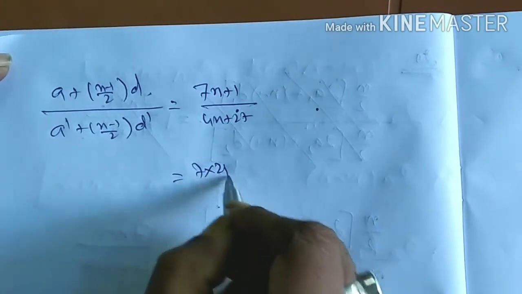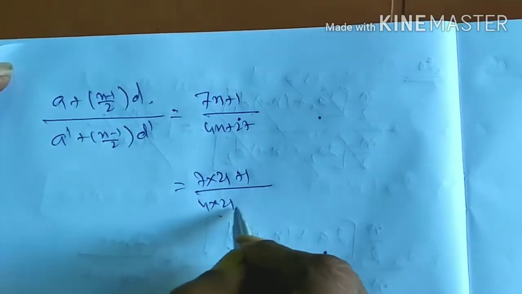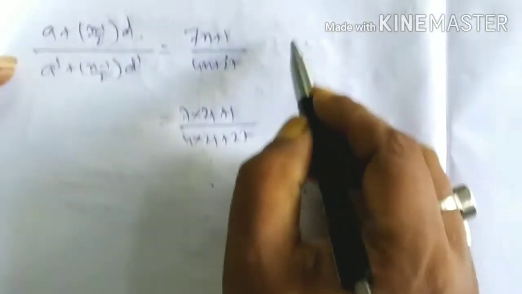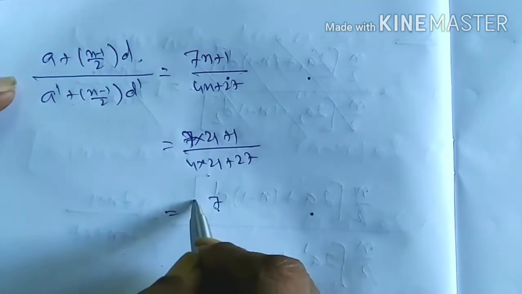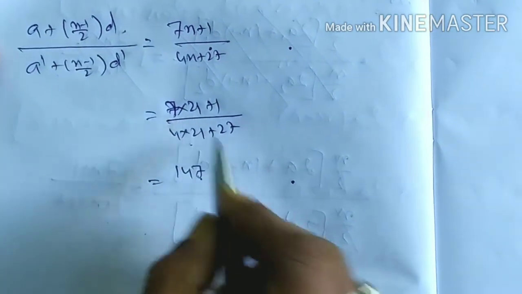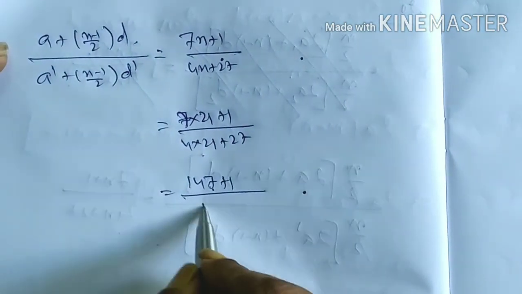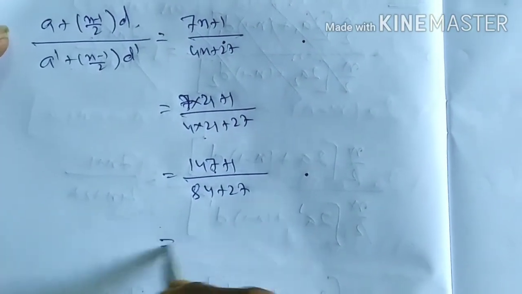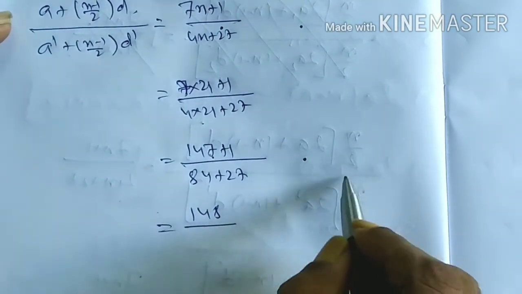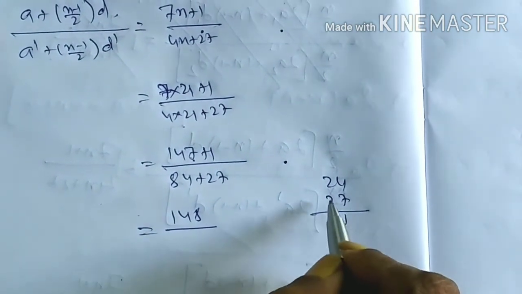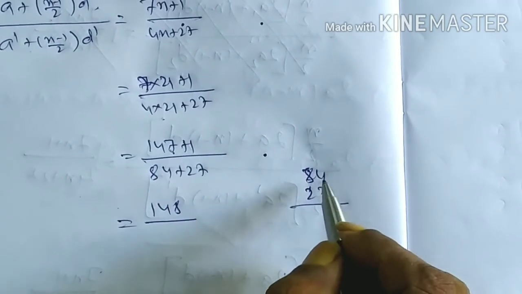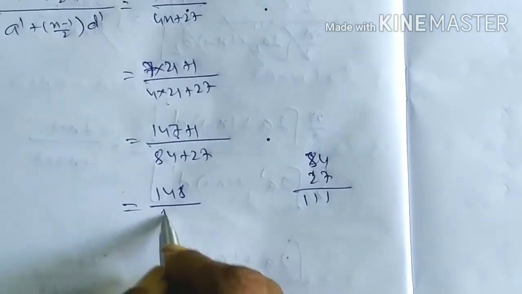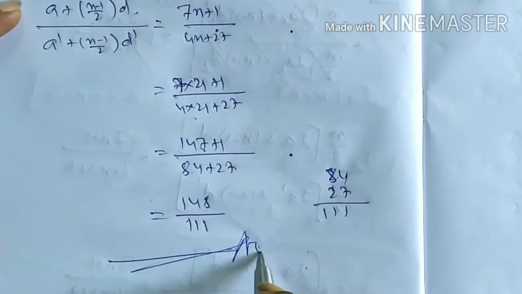7 into 21 plus 1 by 4 into 21 plus 27. I have put the value of n in this equation 1. So 7 ones are 7, 7 twos are 14, 7 and plus 1, that is 148, and 4 ones are 4, 4 twos are 8, 84 plus 27 is 111. So 148 by 111, which is 4 by 3. This is your answer. Let me check the answer.